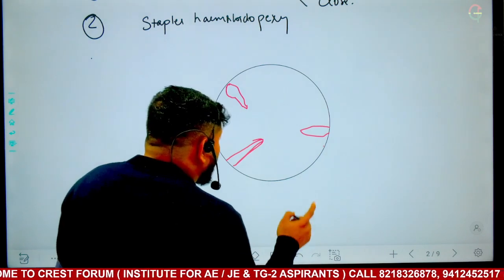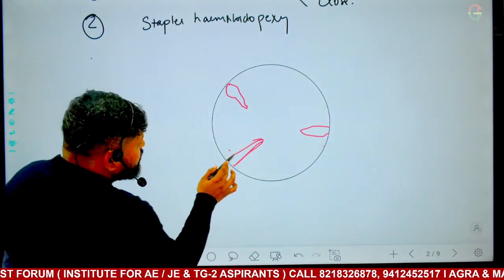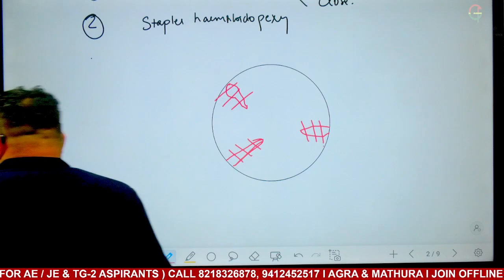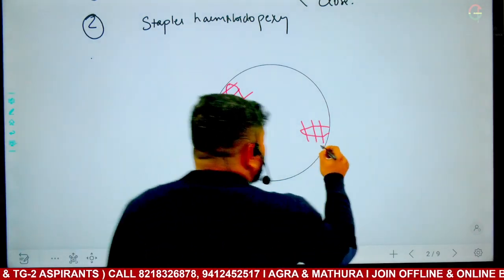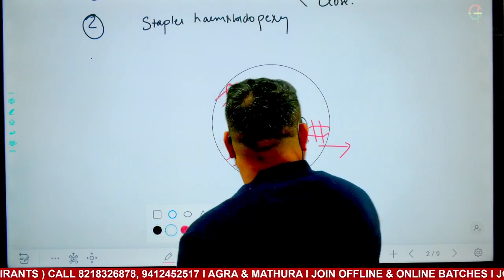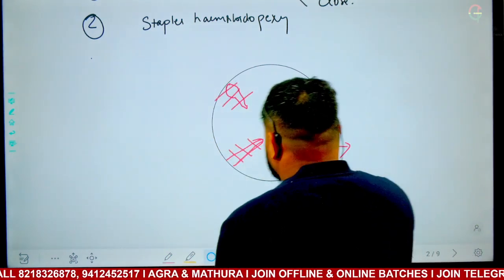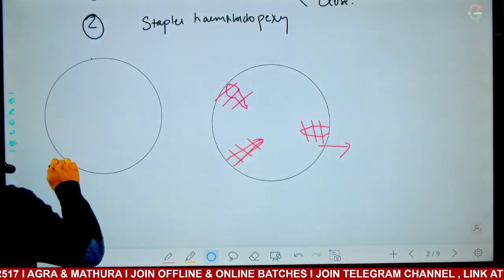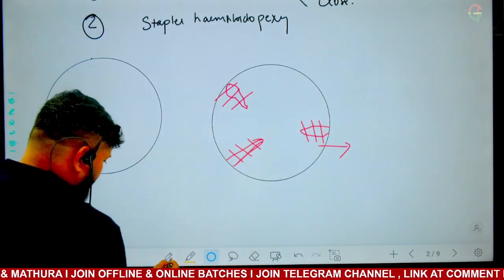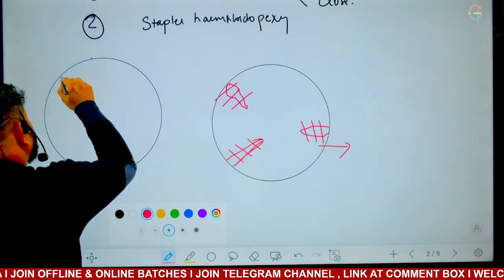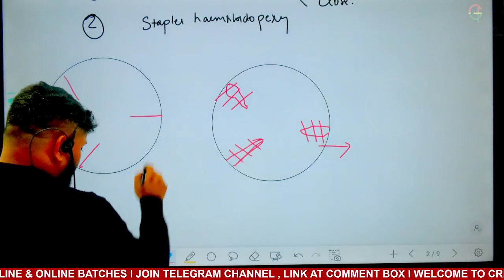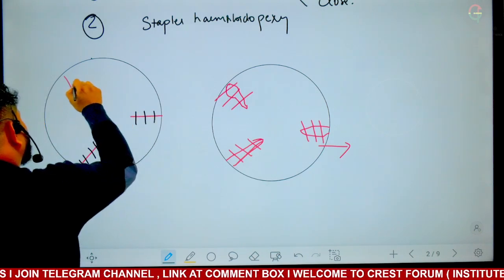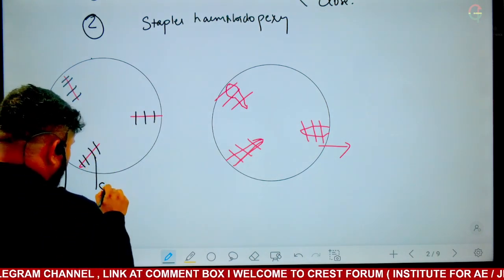Simple. And in a closed hemorrhoidectomy, we will suture this defect. How will it look? It will look like this. We will suture it.